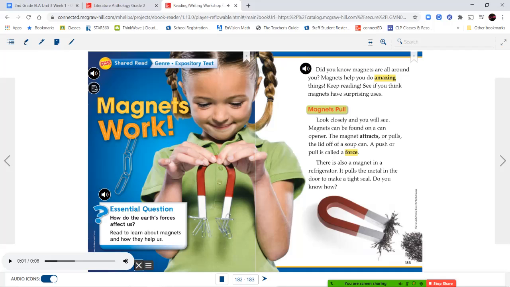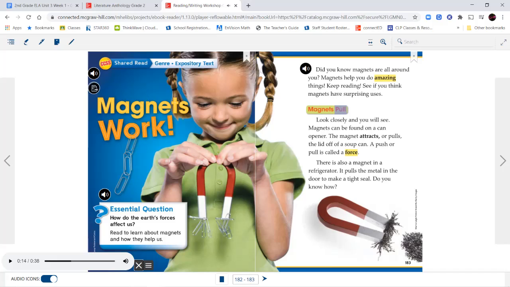Essential question: how do the Earth's forces affect us? Read to learn about magnets and how they help us. Did you know magnets are all around you? Magnets help you do amazing things. Keep reading. See if you think magnets have surprising uses.